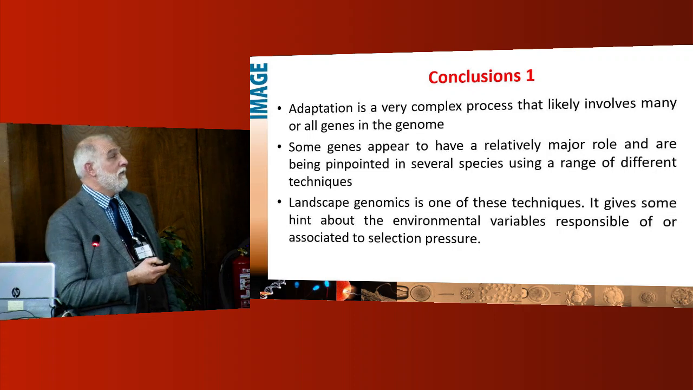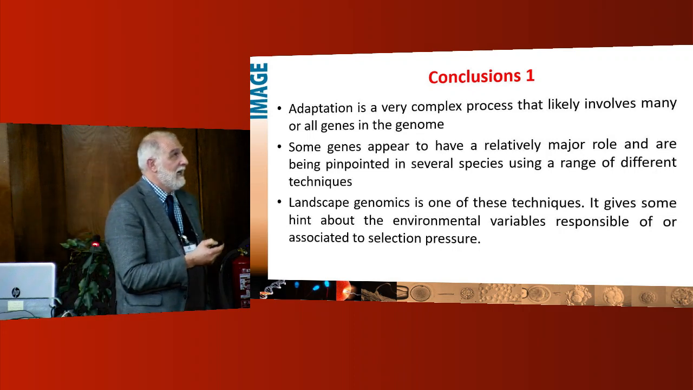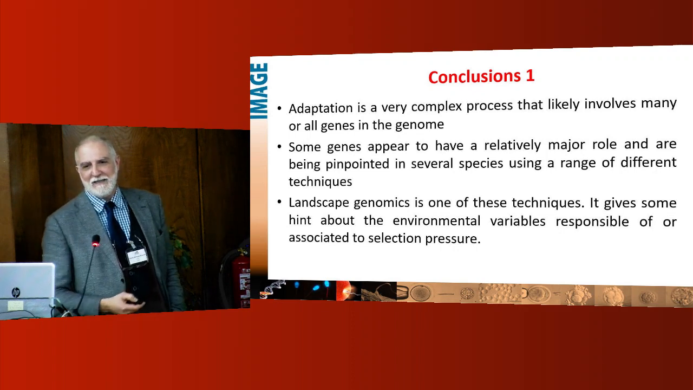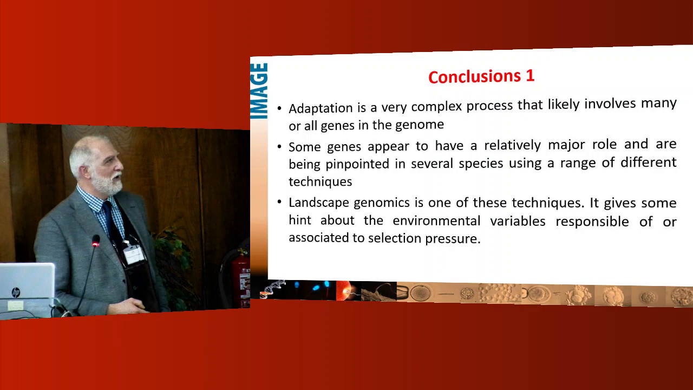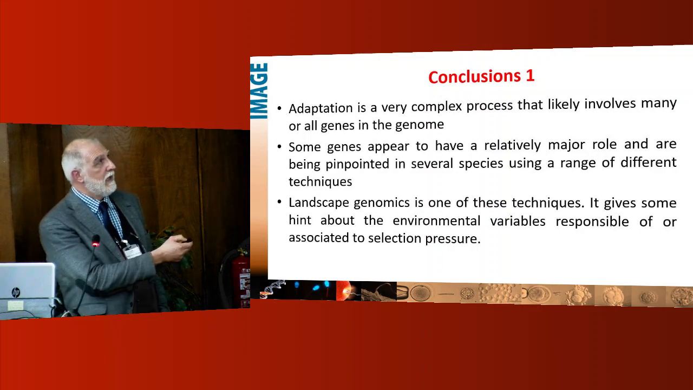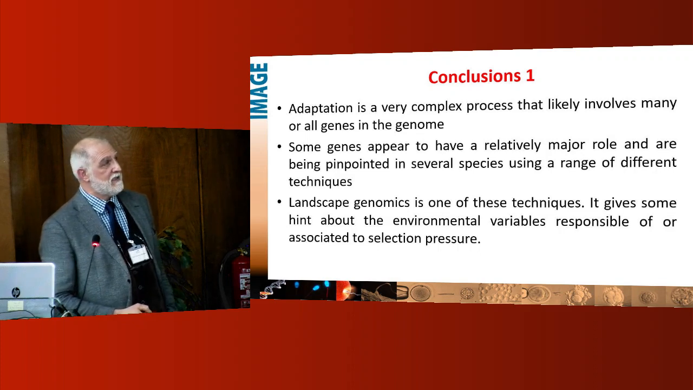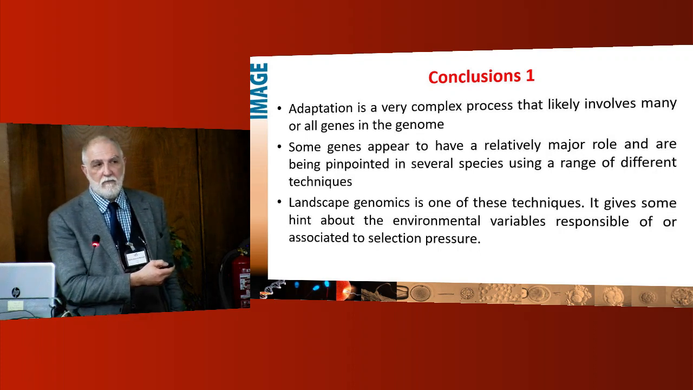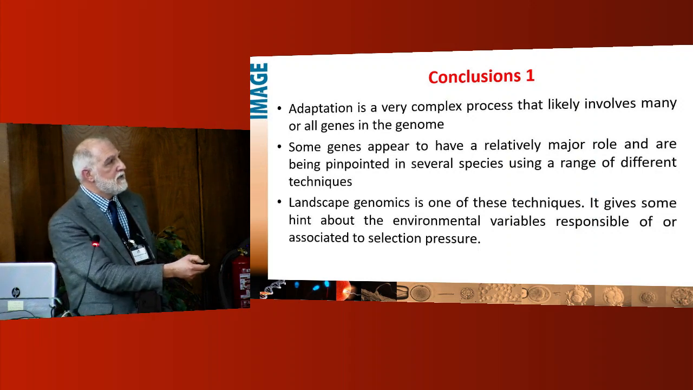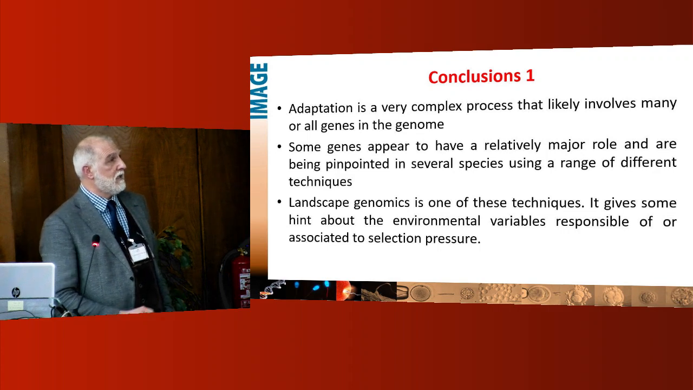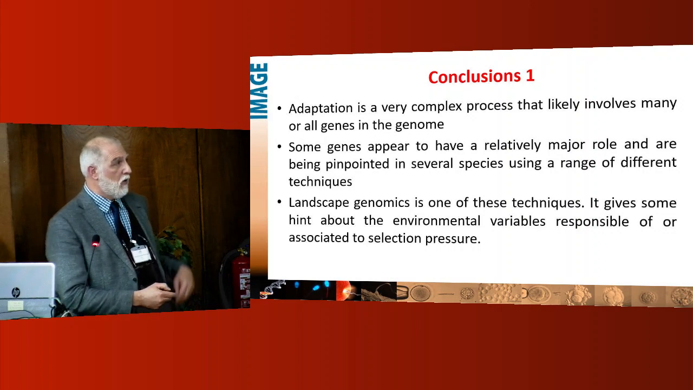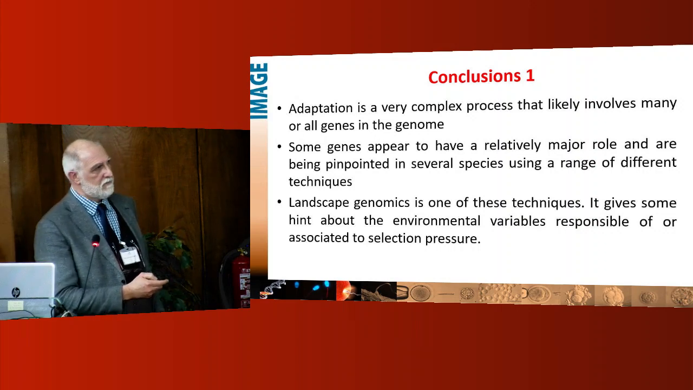Okay, so the conclusion is that adaptation is very complex, and I think Henry agrees that it probably involves all the genes in the genome. But some genes appear to have a relatively major role and are identified in several species using different techniques. So I think we should really concentrate on those. And one of these techniques is landscape genomics. It gives some hints about the variables responsible for or associated to selection pressure.